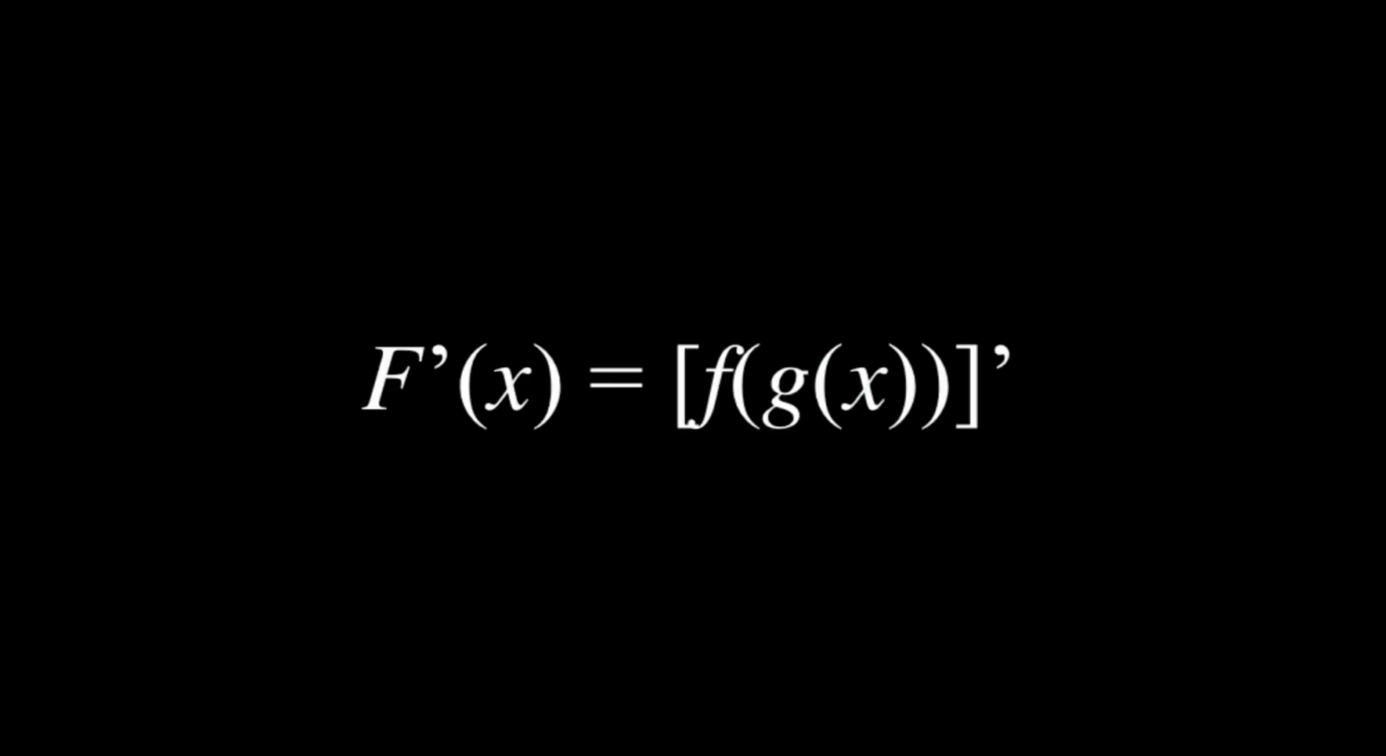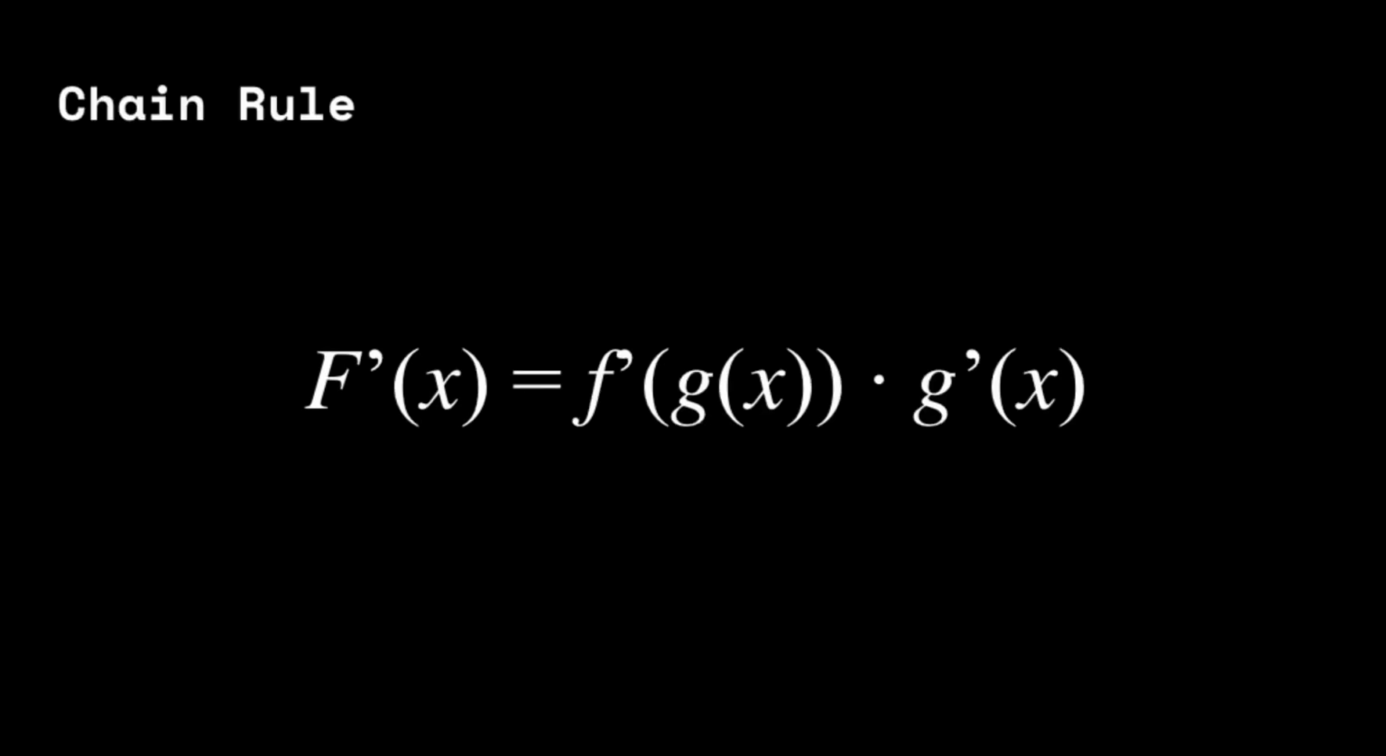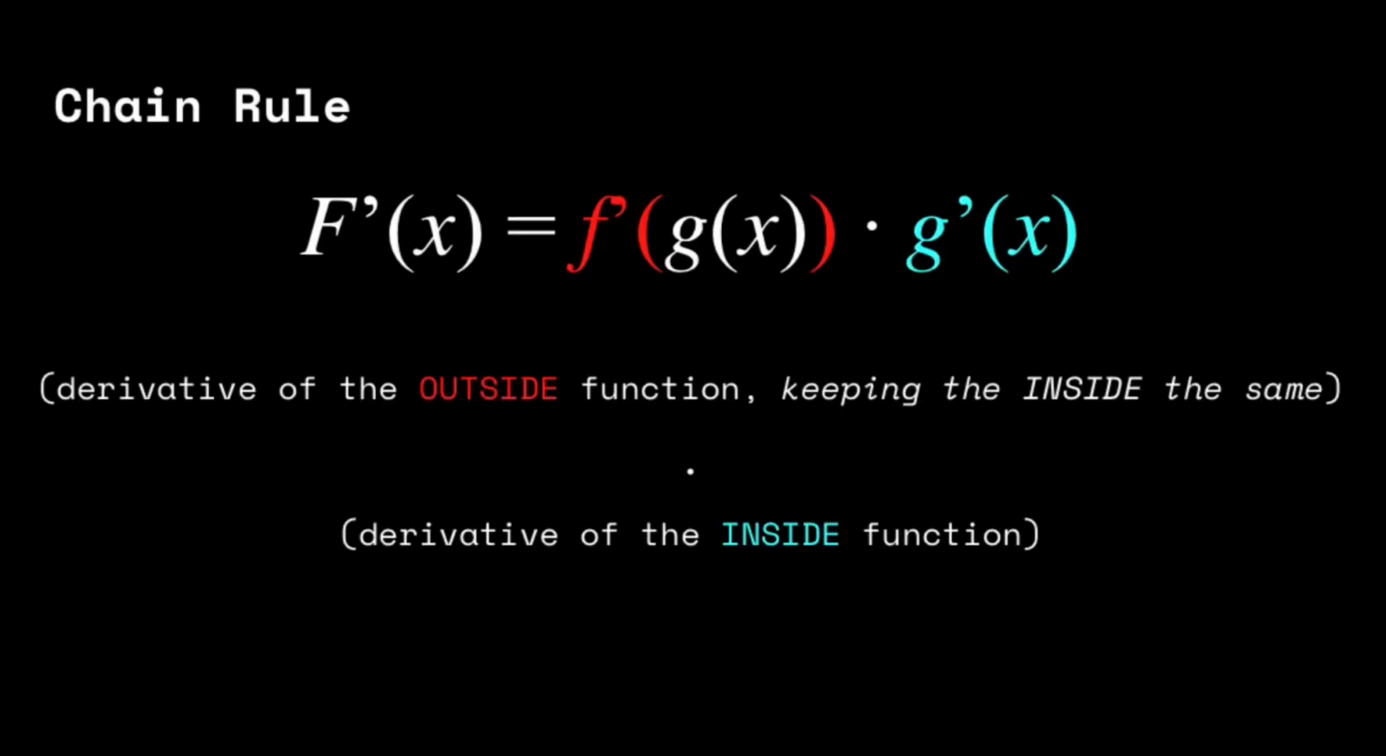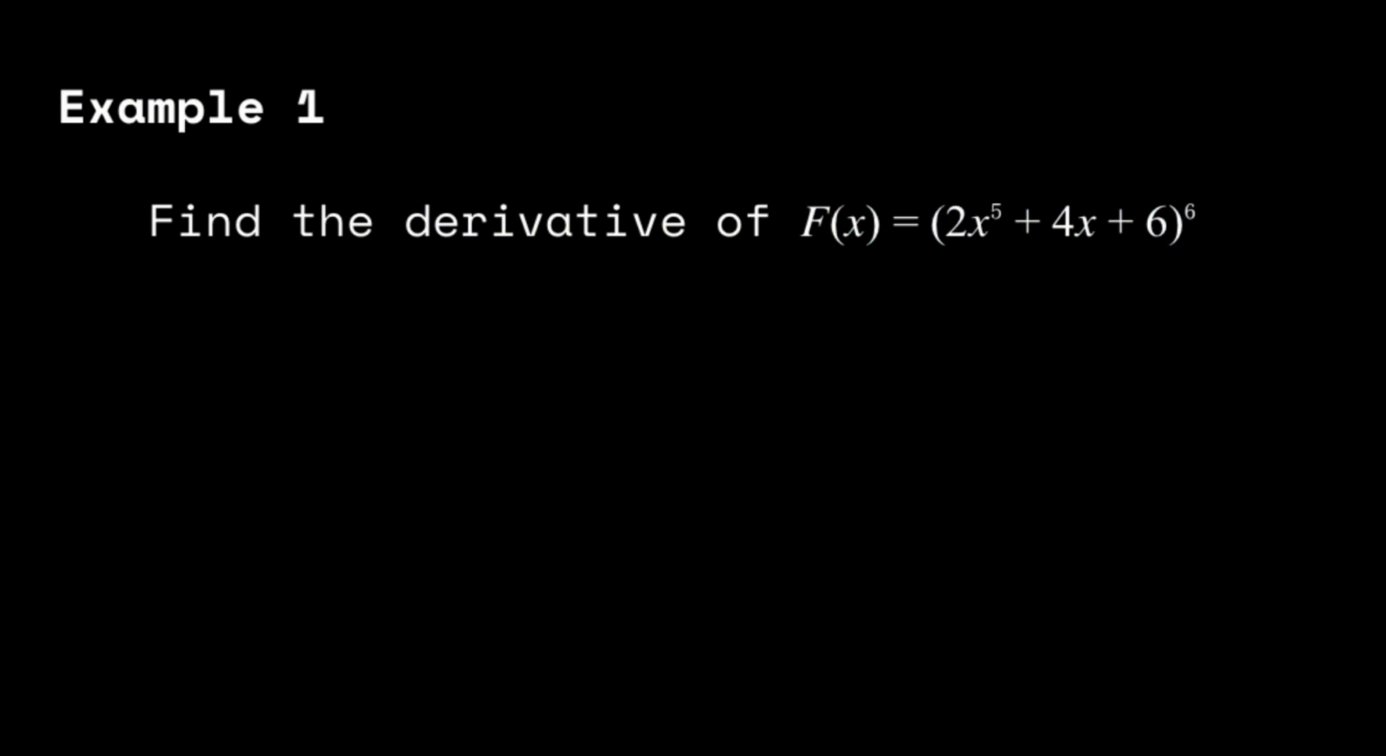So, what do you want to do if you want to find the derivative of a composite function? Well, this is where the chain rule comes in. And one good way to summarize this rule is that it's the derivative of the outside function, keeping the inside the same, then you multiply it by the derivative of the inside function. To show you how the rule works, I have this example here.